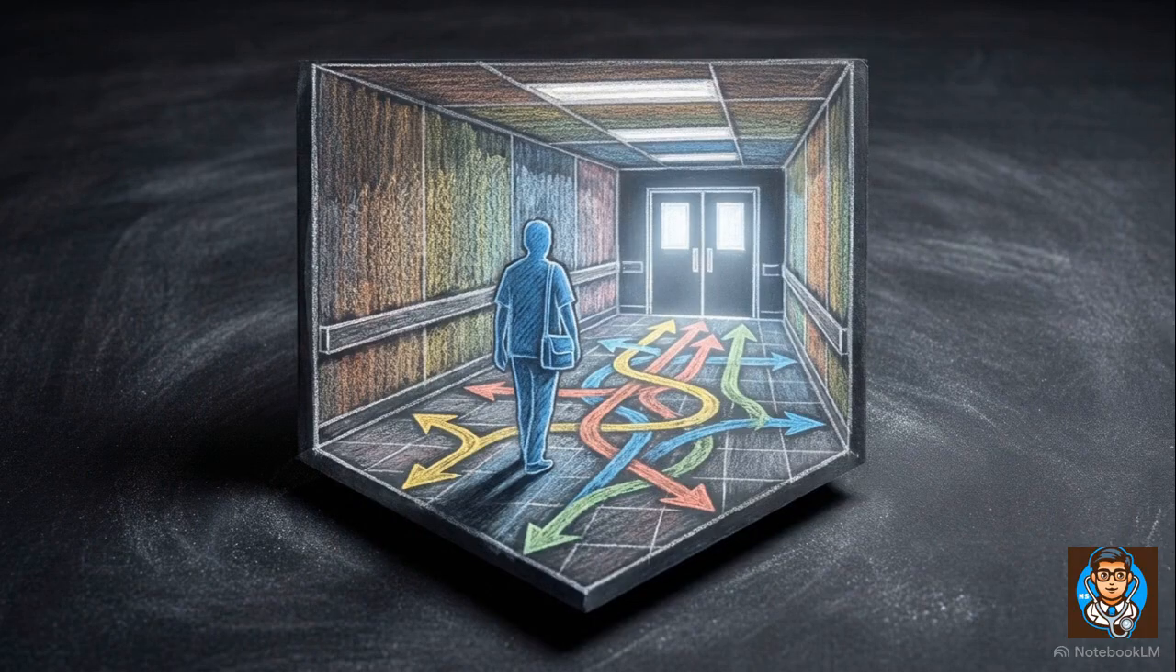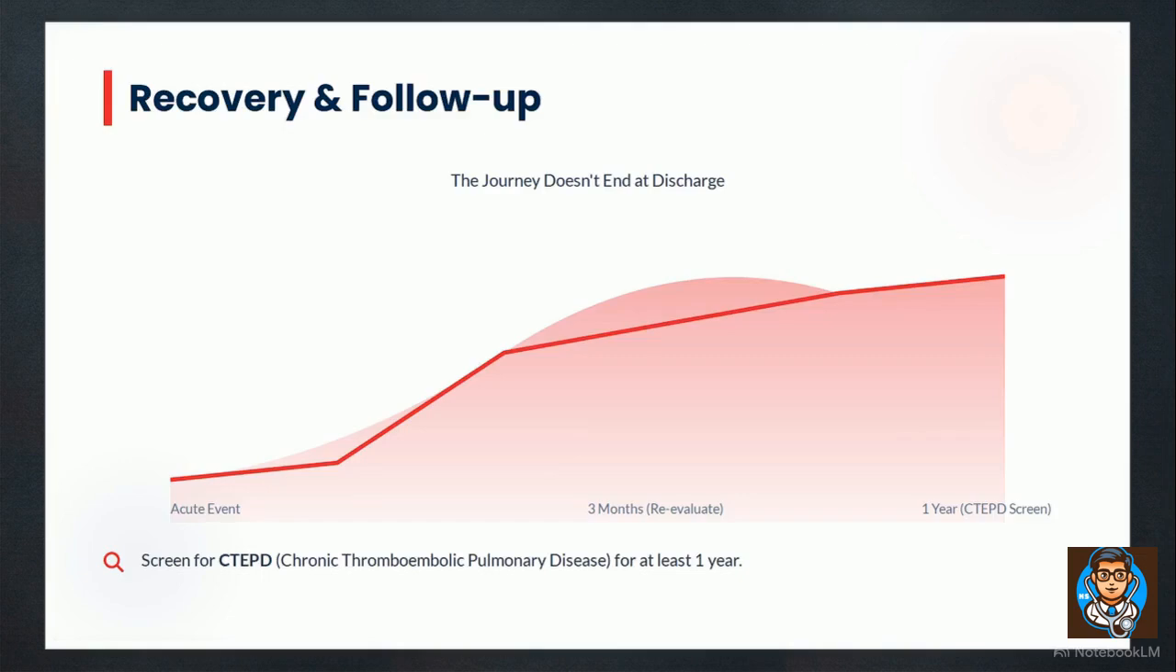Surviving the acute triage phase, however, is only the beginning of the patient's journey. This graph shows the timeline of recovery. The guidelines mandate a follow-up screening protocol lasting at least 1 year to monitor for chronic thromboembolic pulmonary disease.